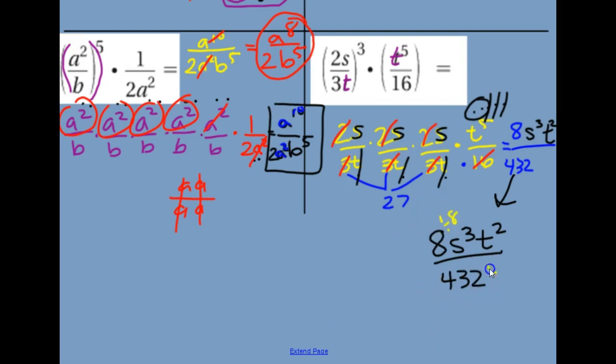divide by 8, divide by 8, it should give us, 8 divided by 8 is 1, or just 1s to the third t squared, and 432 divided by 8 is 54. So s to the third t squared over 54 would be our best answer. Again, always simplify your letters in the top and bottom before you give me your final answer.